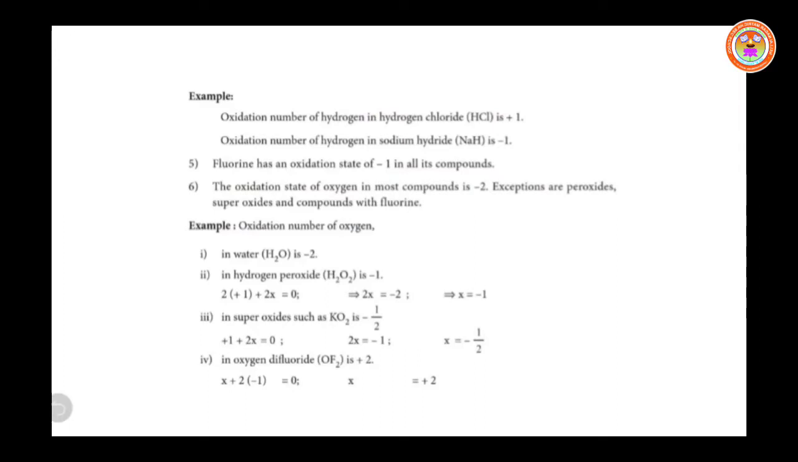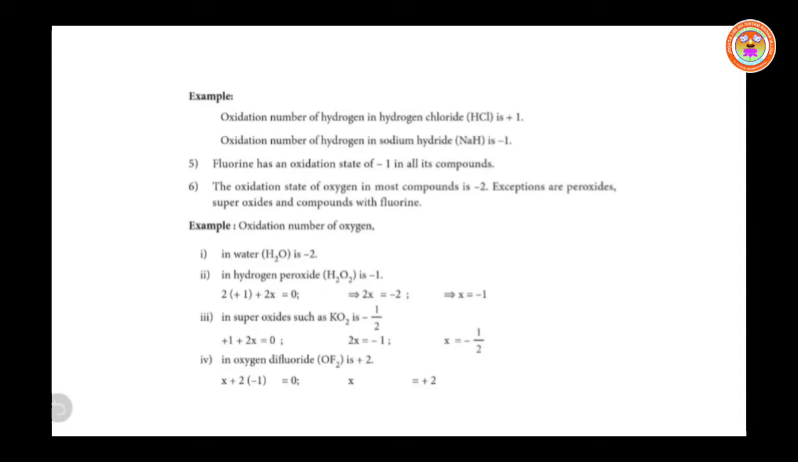In superoxides, the oxidation state of oxygen is minus 1 by 2, and with fluorine it is plus 2. First we can see the oxidation state of oxygen in hydrogen peroxide as minus 1. What is the common oxidation state of oxygen? In most of its compounds, the oxidation state of oxygen is minus 2.